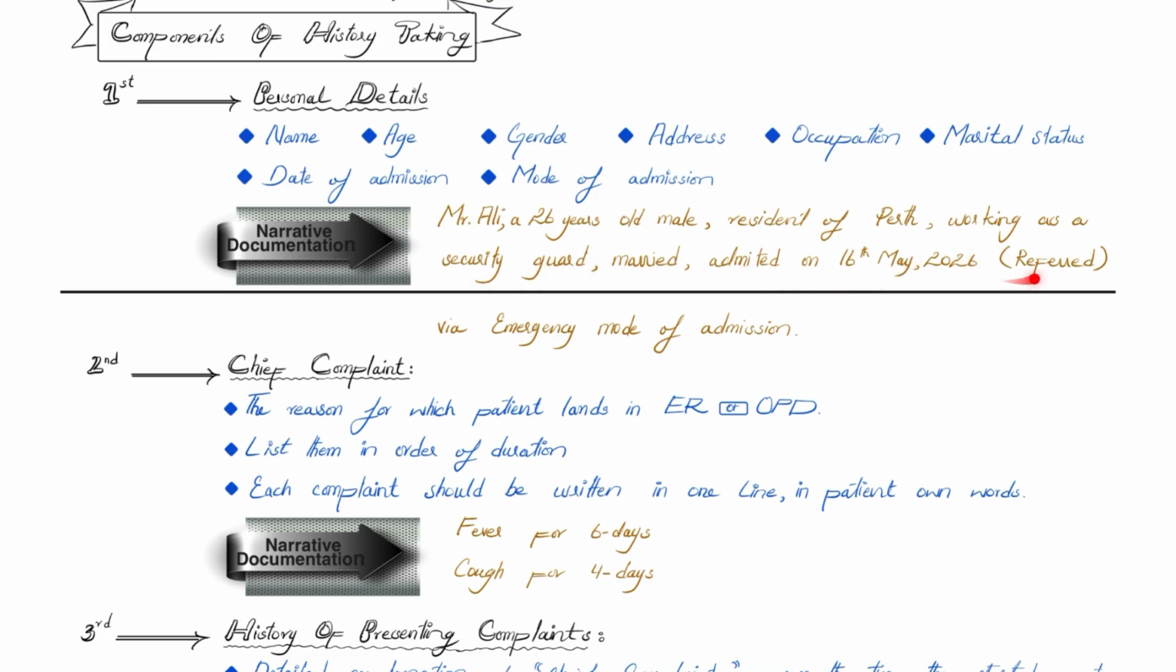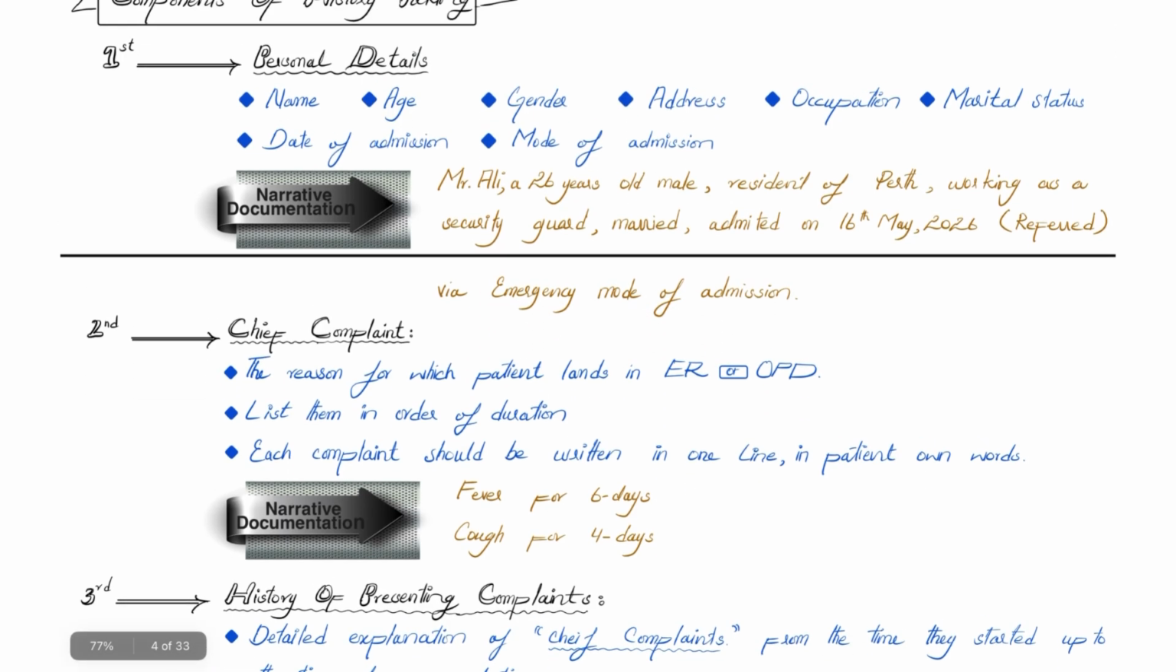2026. If the patient is referred from some other hospital, you can mention the name of the hospital here. If not, then after mentioning that he was admitted on 16 May 2026, state the mode of admission, by emergency or outpatient department. So this is how you narrate the personal details or biodata of a patient.